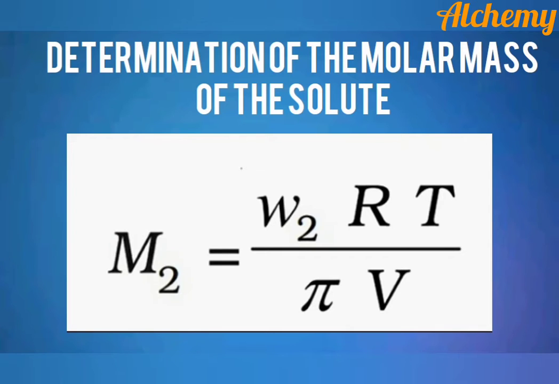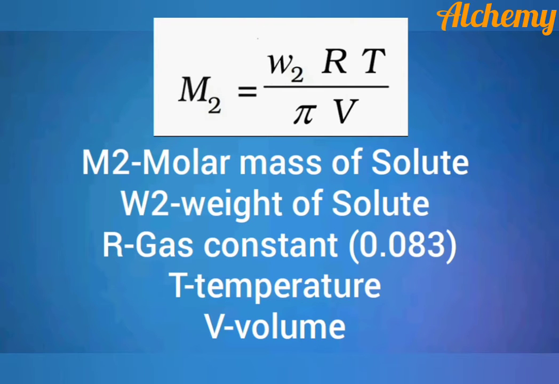The equation to find molar mass of the solute is given by M2 equals W2 into R into T, the whole divided by pi V, where M2 is the molar mass of the solute, W2 is the weight of the solute, R is the gas constant whose value is 0.083, T is the temperature, and V is the volume.